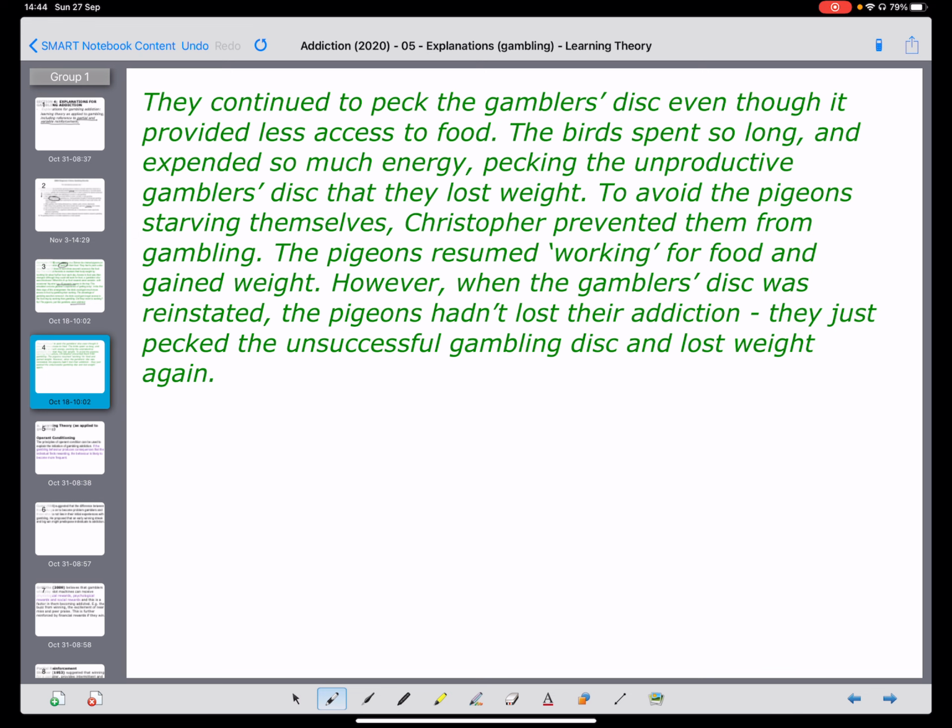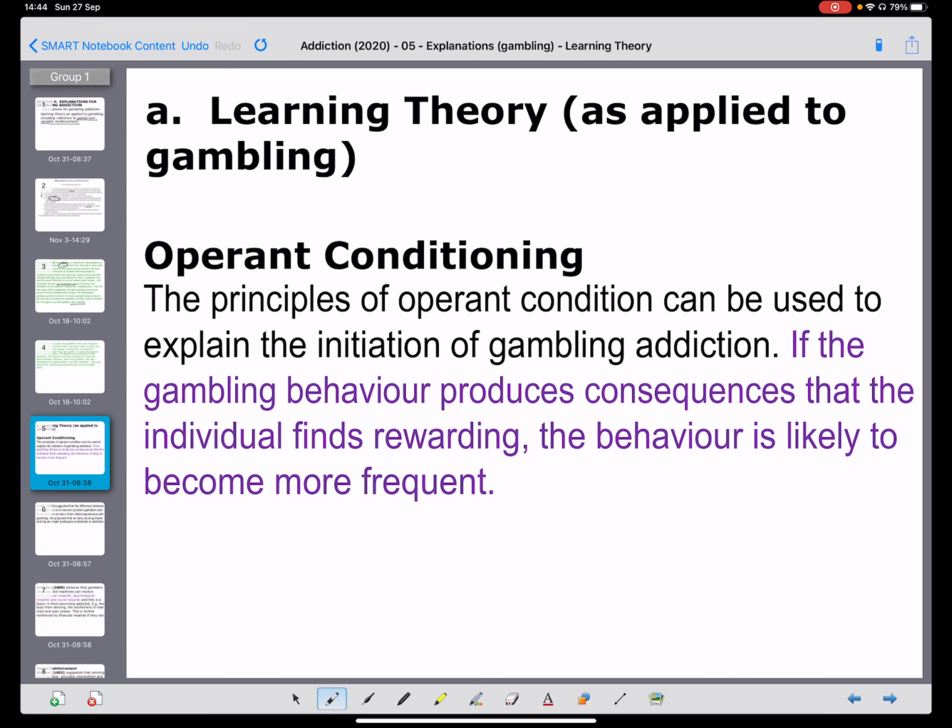So therefore, instead of focusing on the specification where it just says, let's look at partial and variable reinforcement, I do always open up with operant conditioning. I need you to understand that operant conditioning is part of the gambling addict's system. In the same way that a substance produces reward, the consequences of the gambling behavior are seen as rewarding. And so we can expect that if this is rewarding, it becomes more frequent.